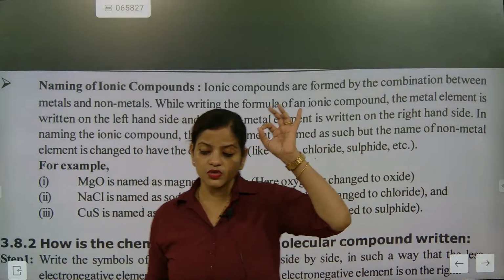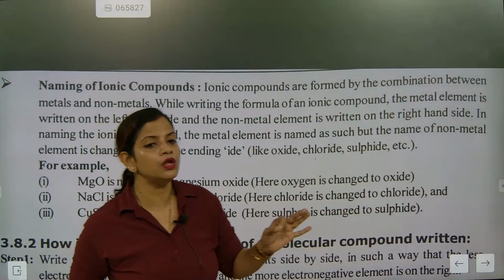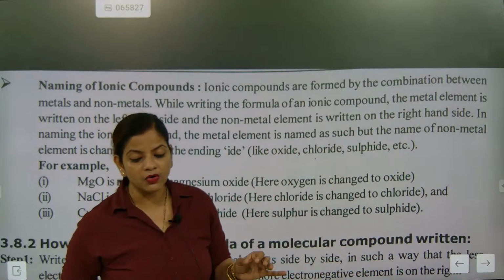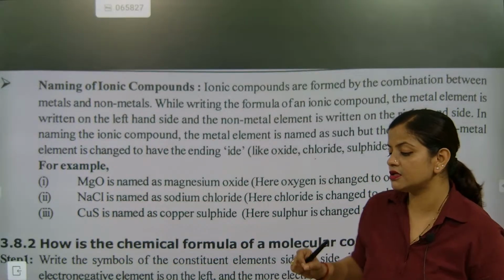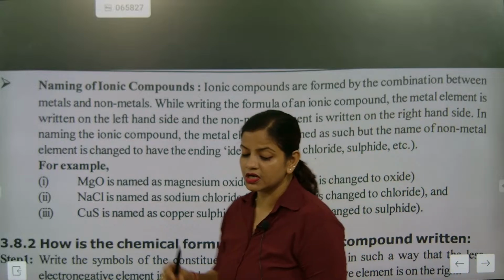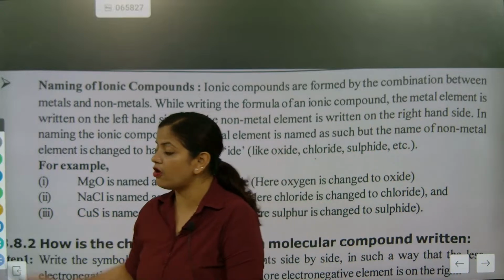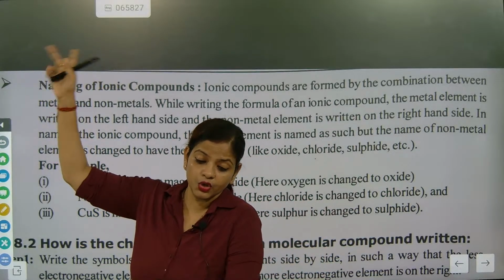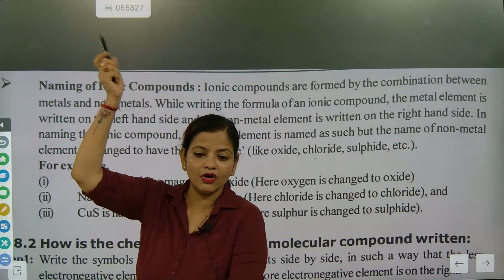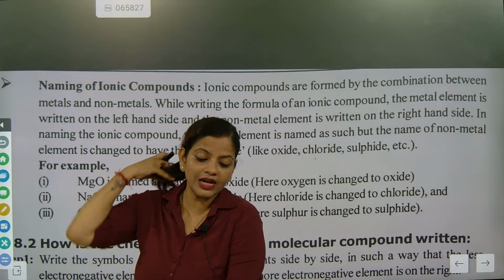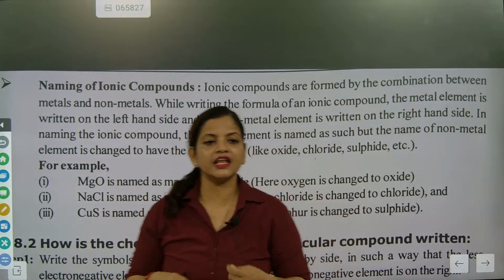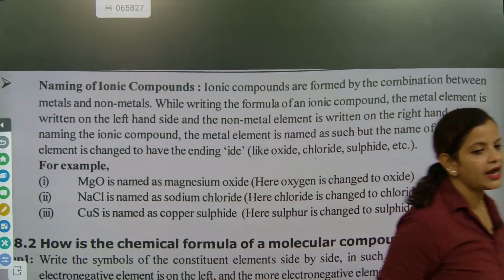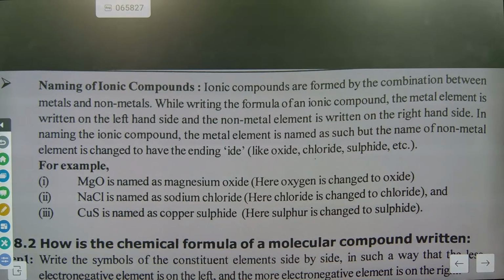Write down. First point: ionic compounds are formed between metals and non-metals. This is the first simple shortcut method of writing. Ionic compounds are formed between a metal and a non-metal. Molecular compounds are formed between two non-metals. In molecular compounds, one non-metal will be more electronegative and one less electronegative. So, metal and non-metal: ionic compound. Two non-metals: molecular compound. Remember this one.